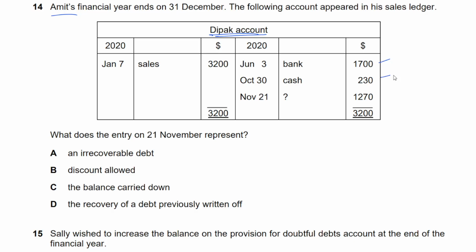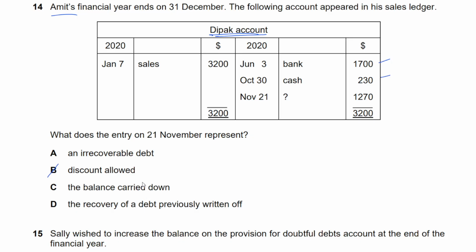Okay, that's the balance. Now, can that be irrecoverable? Look, we are in the middle of the year. Well, it can be. Let's keep that as an option because that's where it appears. Can it be discount allowed? Well, discount allowed does appear on the credit side of your customer because it reduces your receivables. But do you think we're going to allow 1,270 discount? That's like 30 to 40%. You will never allow that much discount. That doesn't make sense. The balance carried down.